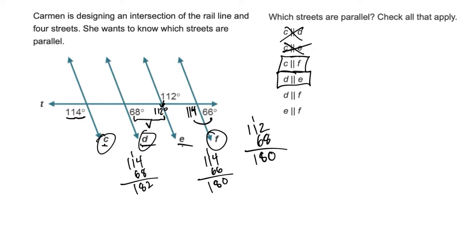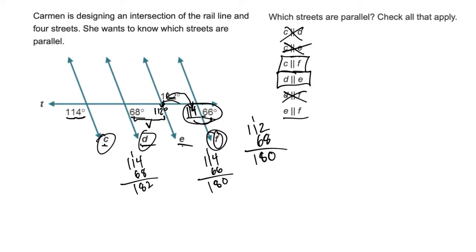What about D and F? Well, those should be corresponding pieces, but they're different, so not going to work. And finally, what about E and F? Well, 112, we know that 114 and 66 add up to 180, and those are alternate interior angles between those two parallel lines.